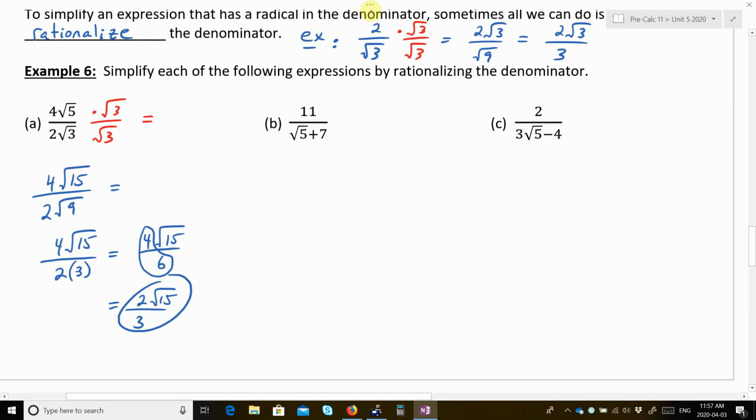Okay, now if you don't have just a single term on the bottom, we've got 2 terms, root 5 plus 7. What you have to do to the top and the bottom is you actually have to multiply by something called the conjugate. It's basically the same expression that's on the bottom, you just switch the sign in the middle. So instead of root 5 plus 7, it's root 5 minus 7.